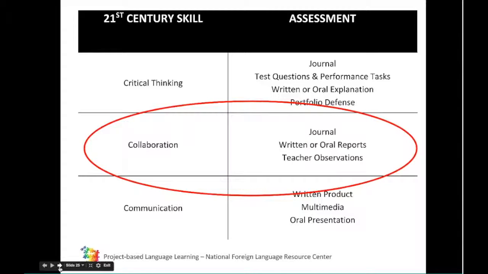Students should always self-assess, they should peer assess, and they should use logs. The teachers can also observe and have checkpoints along the way, and this could also be done through various teacher-written observations.